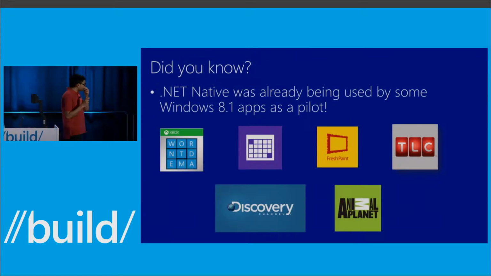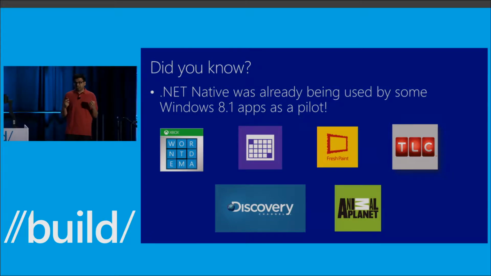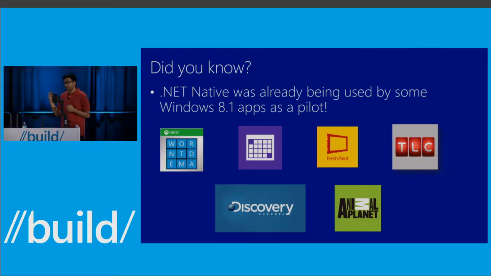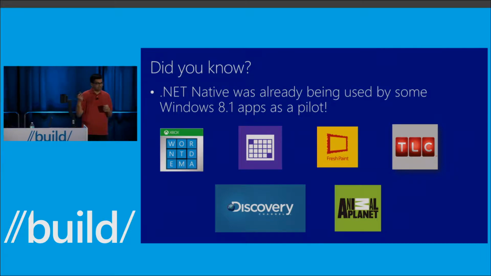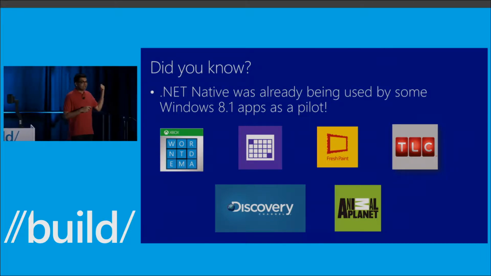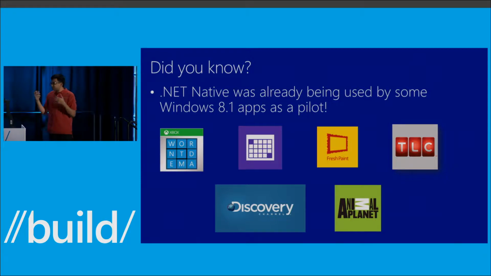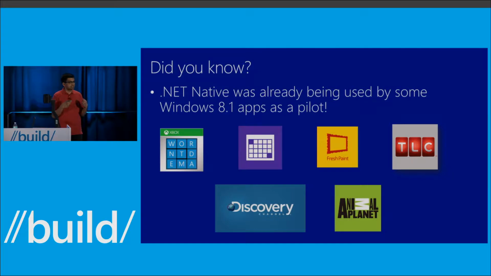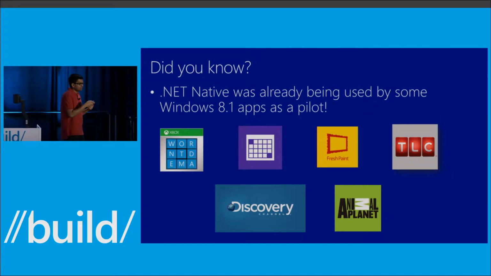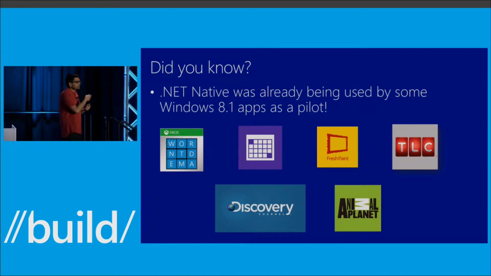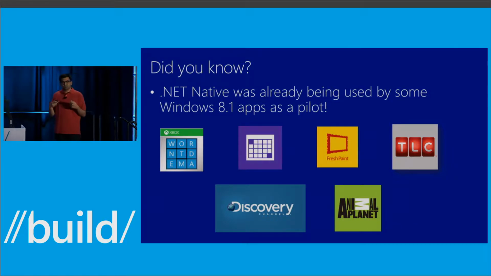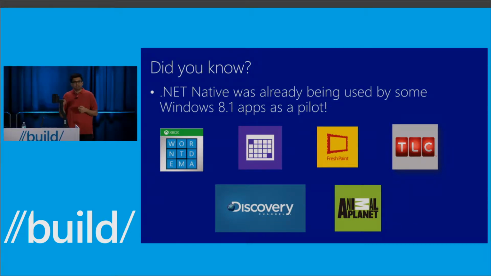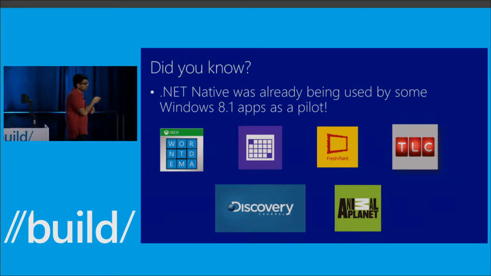So one thing, did you guys know that we have actually been pushing out .NET binaries to your devices over the past couple of months, or actually year? The apps over here are some of the apps that we have already pushed out to you by running with .NET Native in the cloud. For these apps, we have taken the apps from the store, run the .NET Native toolchain, and then pushed it to you. So you're actually using these apps today.